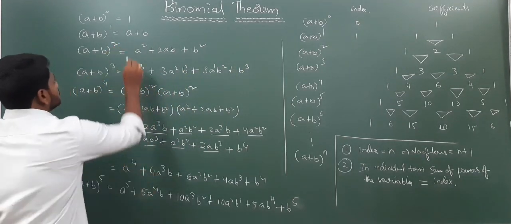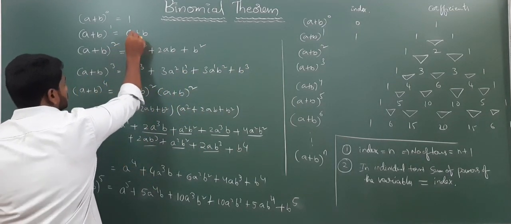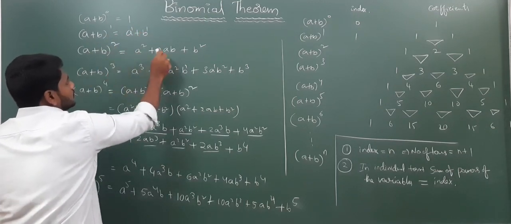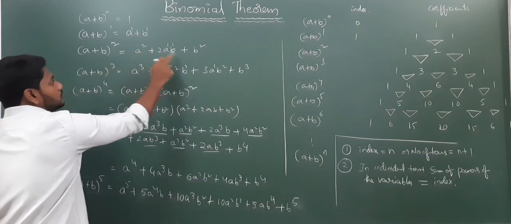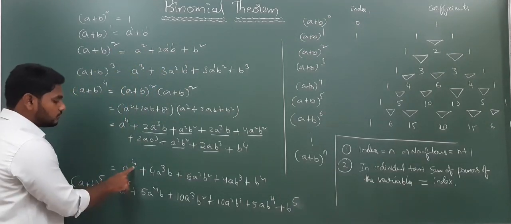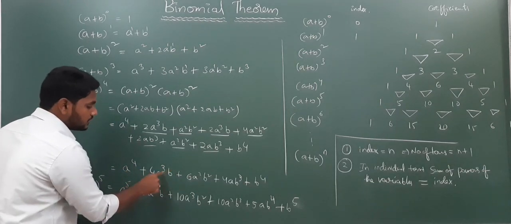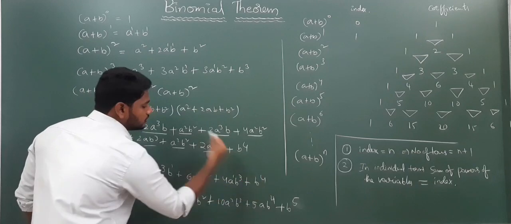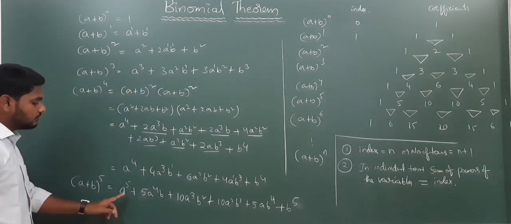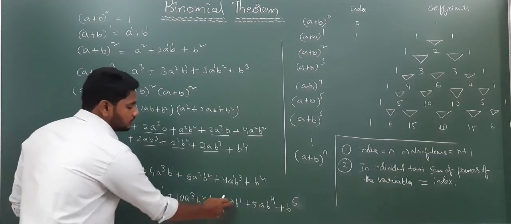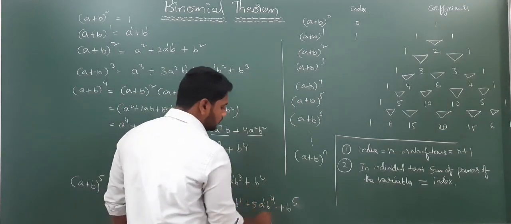And again here it is 1, 1. Next, here 2, here 1, here 1, 1 plus 1, 2, here 2. Next, in (a+b)^4, this is 4. Next, a cube b, 3 plus 1, 4. Next, 2 plus 2, 4. 1 plus 3, 4. This is also 4. Next, in 5, this is 5. 4 plus 1, 5. 3 plus 2, 5. 2 plus 3, 5. 1 plus 4, 5.